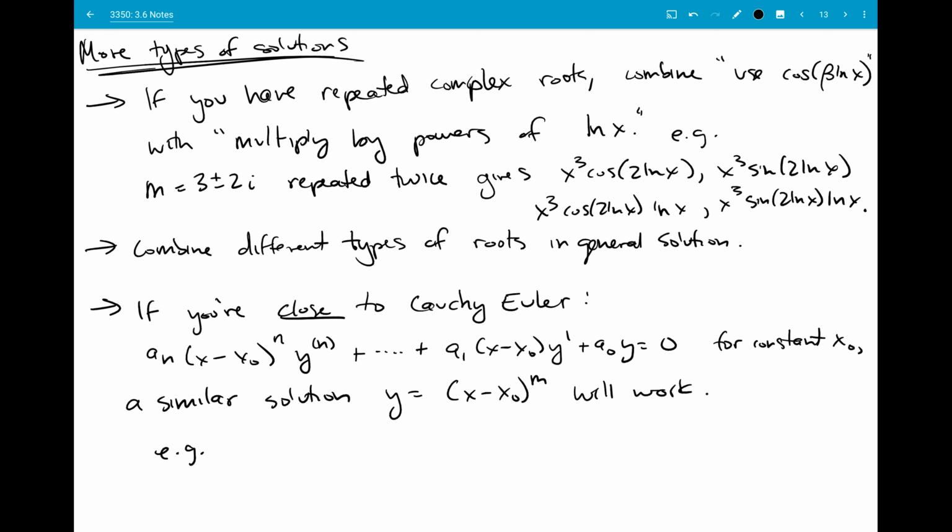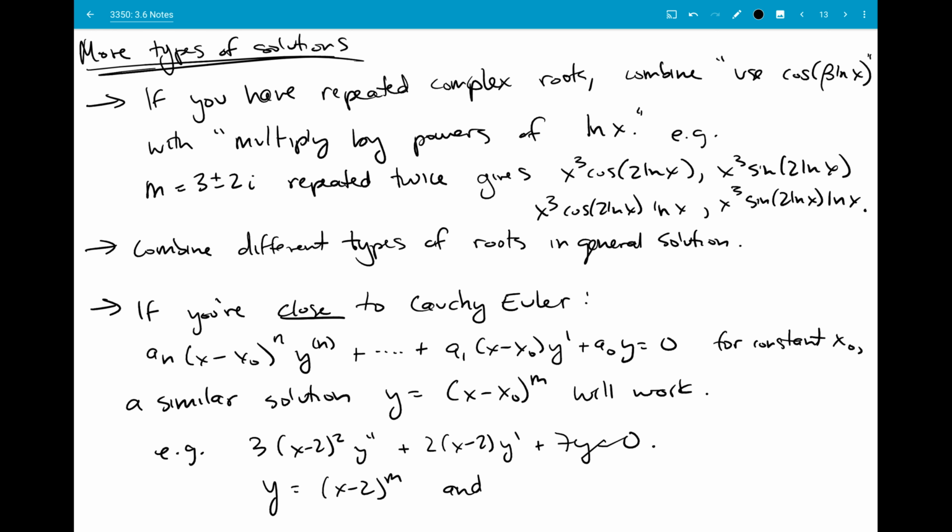So for example, if you had 3 times (x minus 2) squared y double prime plus 2 times (x minus 2) y prime plus 7y equals 0, you would assume y equals (x minus 2) to the m and plug in. So those are just a couple final notes for your reference.